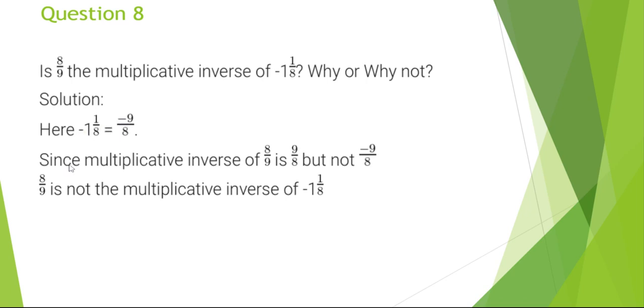Next, you need to show whether it is the multiplicative inverse of it or not. So what do you do? How do you prove that it is the multiplicative inverse or not? You will multiply them, and if the answer is 1, then it is the multiplicative inverse. Or you can also say that the multiplicative inverse of 8 by 9 is 9 by 8. How did the minus sign come into being? So this question is wrong. So it is not the multiplicative inverse. The correct multiplicative inverse would be 9 by 8 or 1, 1 by 8, not minus 1, 1 by 8.